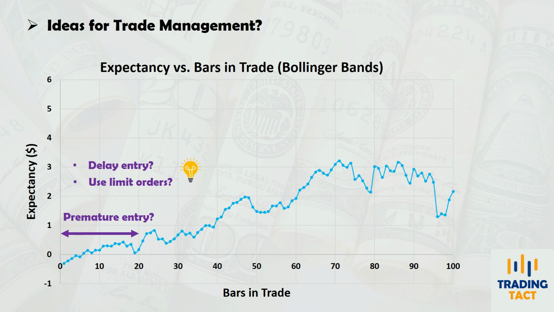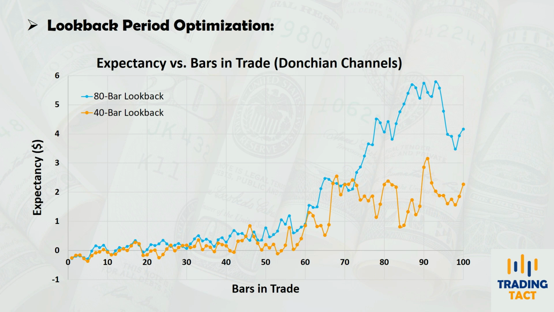Now let's repeat the previous analysis for the Donchian channels, but with a look-back period of 40 bars instead. In theory, a longer look-back period means more information is used for the entry, giving a more reliable entry signal. I expect the 80-bar look-back to give higher expectancies across the board, but the results here show otherwise. Expectancies only begin to diverge after 70 bars into the trade. I'd still prefer an 80-period look-back over the 40, owing to the far greater expectancies after 70 bars.